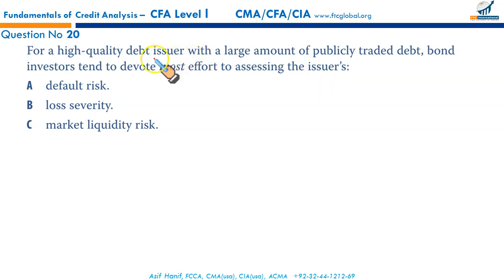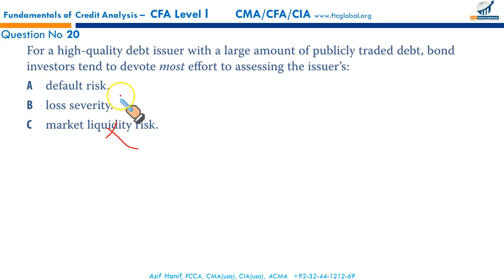For a high quality debt issuer with a large amount of publicly traded debt, bond investors tend to devote most efforts to assessing the issuer's default risk, loss severity, and market liquidity risk. Moving in the reverse order. Market liquidity risk, well, that's unlikely since a large amount of debt is being traded in the market, which means there will not be an issue of liquidity. So this is an incorrect option.